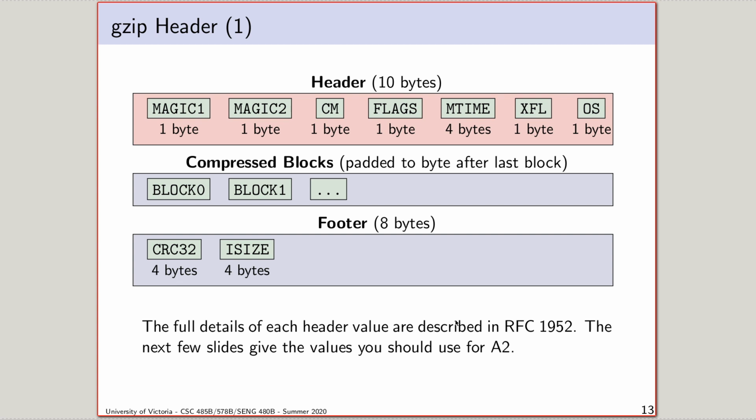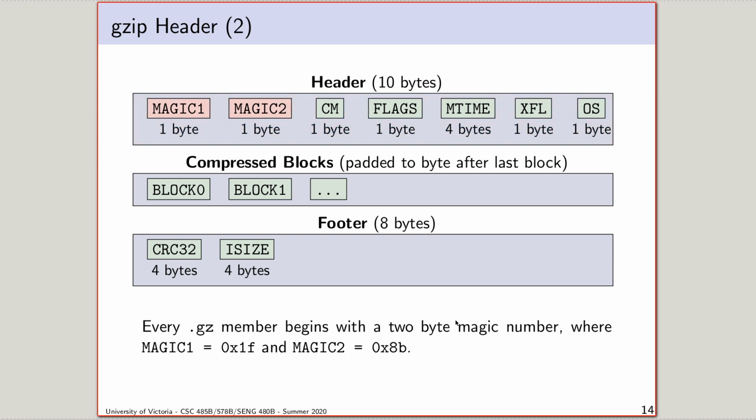Okay, so the header itself is described in the RFC. I really encourage you to take a look at it, although you'll probably want to take more of a look at RFC 1951. I don't want to belabor the point, because the header is pretty much forced on you by the assignment, and you're actually provided code that generates the basic header anyway. So first, we begin with a 2-byte magic number.